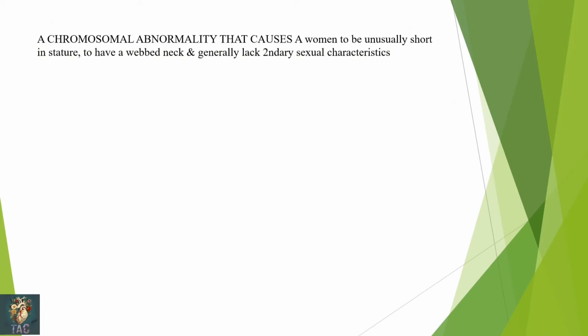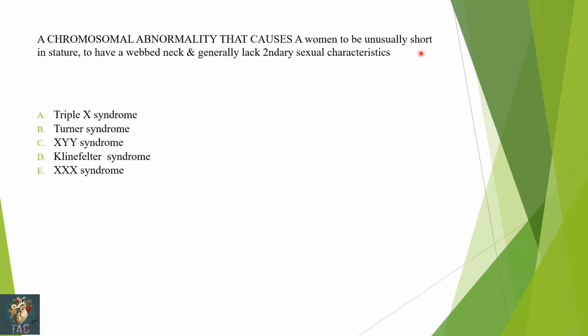Next MCQ is, chromosomal abnormality that causes a woman to be unusually short in stature, to have a webbed neck and generally lack secondary sexual characteristics. So these are all very typical signs and symptoms of Turner syndrome, and this is the correct option.